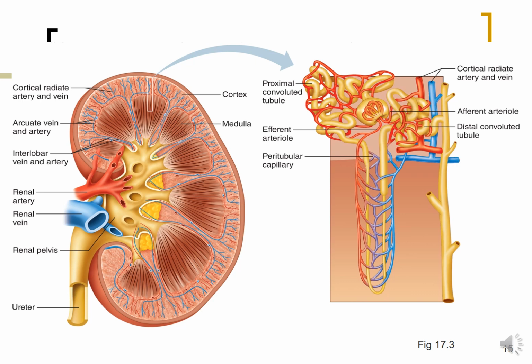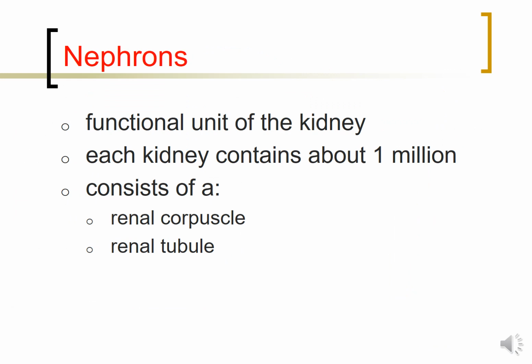We're not going to concern ourselves with the smaller branches that arise from the renal artery or that merge together, generating the renal vein. The nephrons are the microscopic unit of the kidneys. Each kidney contains about 1 million nephrons. The nephron consists of 2 main components, the renal corpuscle and the renal tubule.